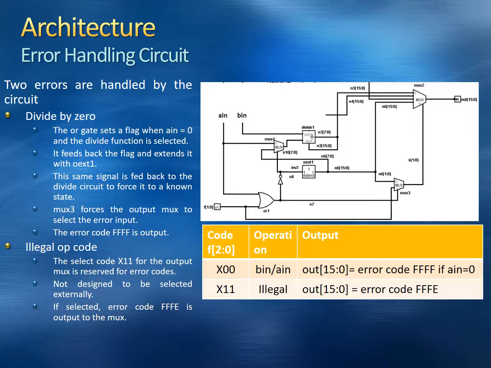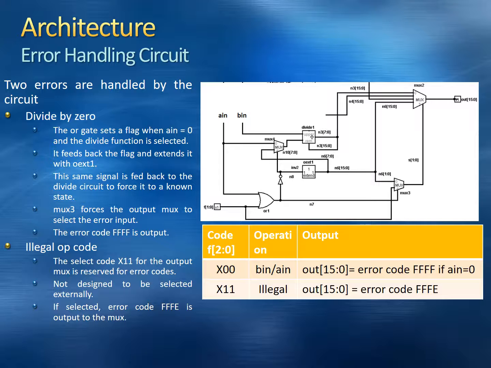Next is the error handling circuitry. The divide by 0 is detected when the opcode bits F0 and F1 and An is 0. The output of the OR gate is inverted and fed back to the bit extender OX1 to form the error code FFFF.